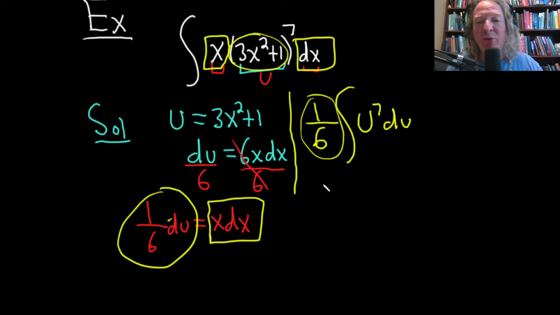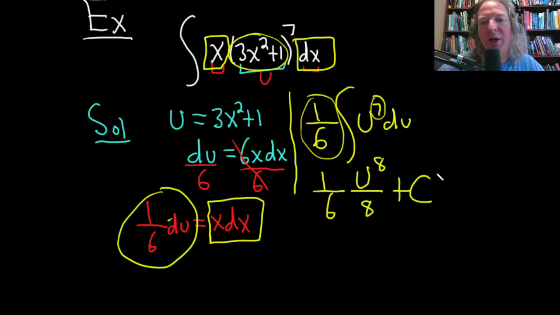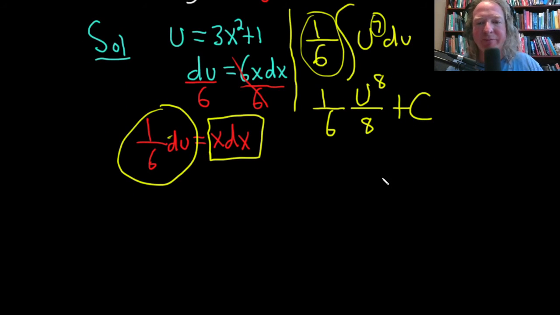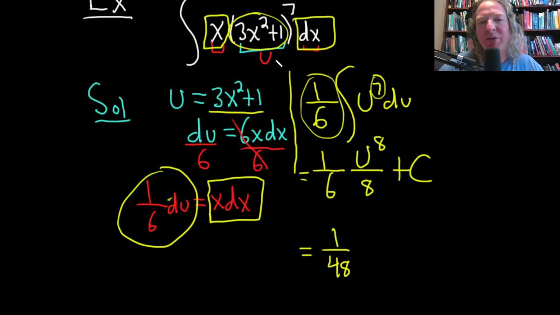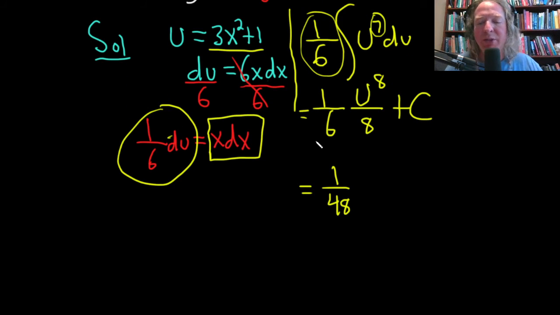Now we just use the power rule as before. So we add 1 to the exponent here, so it will be u to the 8th. And then you divide by 8 plus your constant of integration, which is capital C. Okay, and this is equal to, well, 6 times 8 is 48. And then we have to go back to x, right? So u was 3x squared plus 1. So this will be (3x squared plus 1) to the 8th, plus C.